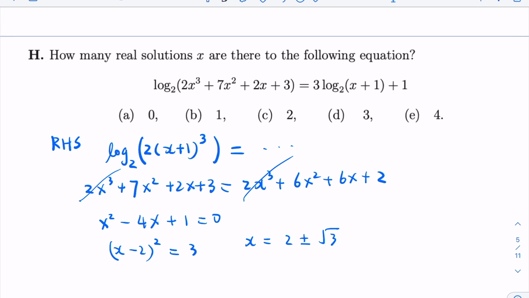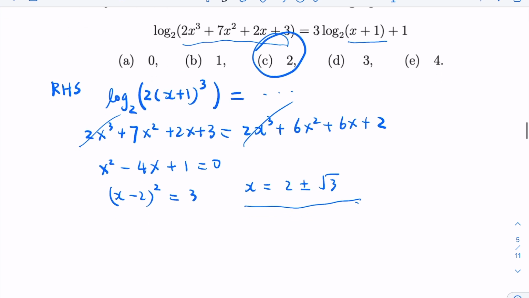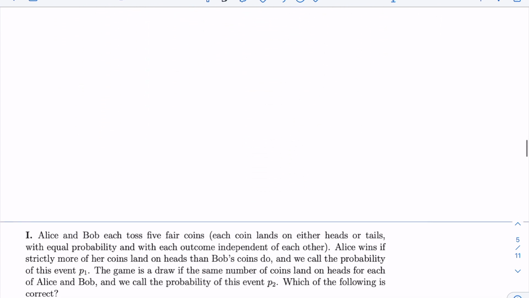Notice that for the logarithm to make sense, x plus 1 has to be a positive number, and this has to be positive. I believe in both cases, this is positive. Okay, so both x would be valid, so the answer is C. Okay, let's move on.